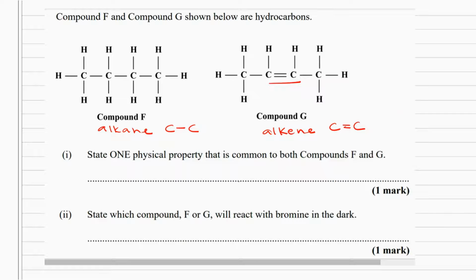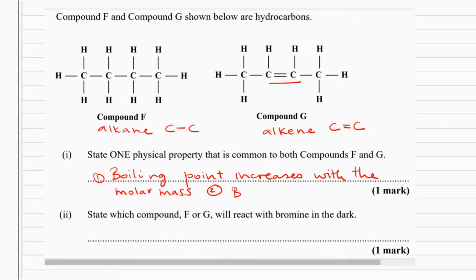A carbon-carbon double bond. Now, one physical property that is common to both alkanes and alkenes is that the boiling point increases with the molar mass of the compound. So as the number of carbon atoms increases, the boiling point increases. Also, both are insoluble in water, just to name another one. Both alkanes and alkenes are insoluble in water.